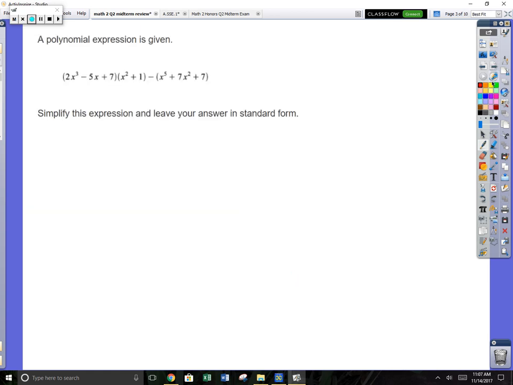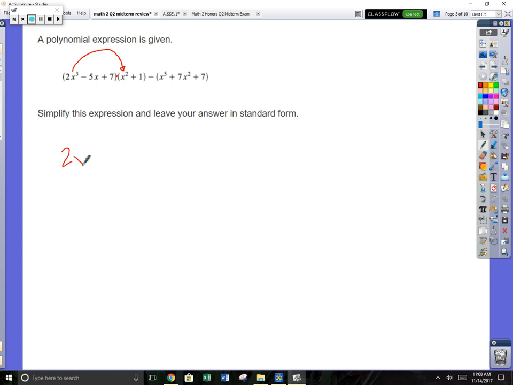Alright, how about this one? So now polynomials. From here on out, we're doing polynomials, which is what we spent the whole quarter on. Okay, polynomials. Now, this is a multiplication, and then this is kind of a subtract. So you must distribute. You must times this to this.